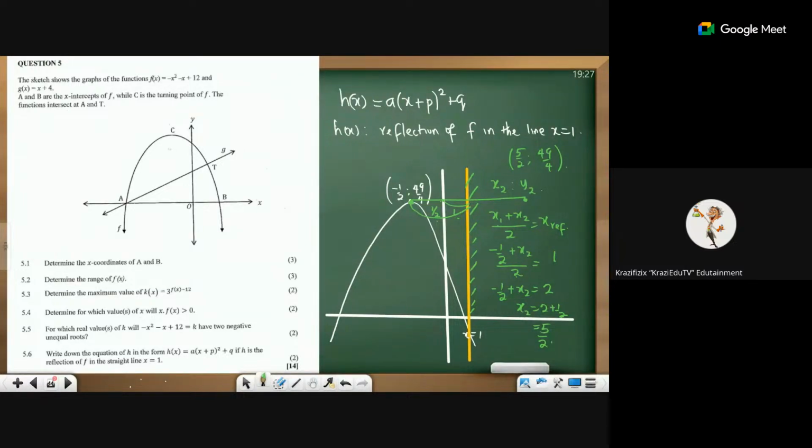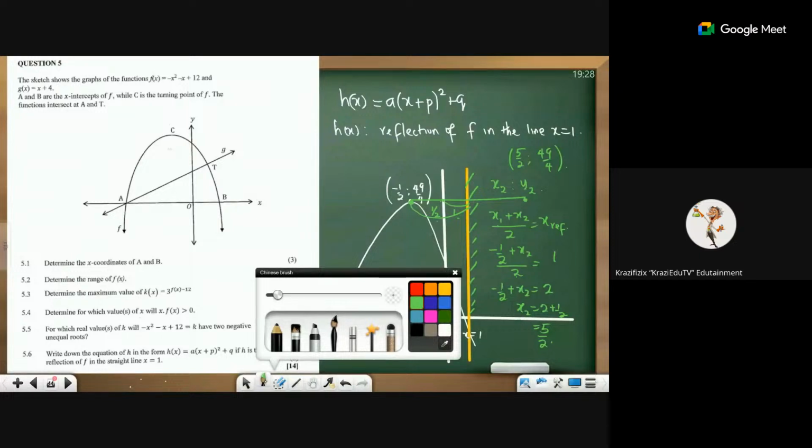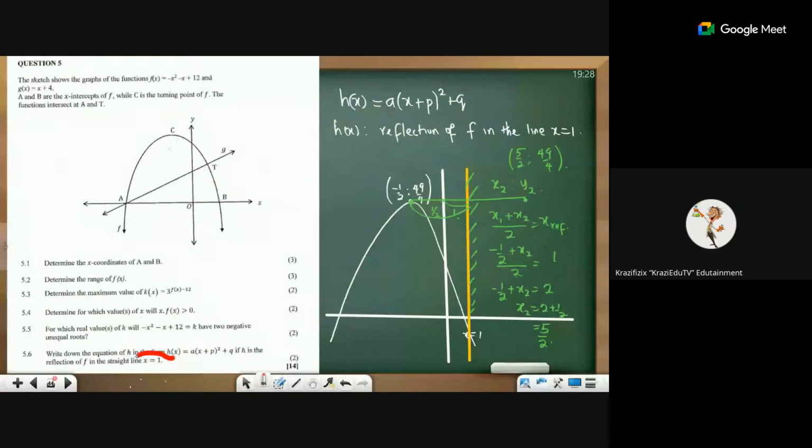Hello. Evening, sir. Can you hear me? Yes. I understand the whole thing of reflection, but why are we making the x reflection equal 1 if 1 is the mirror? Because that's my value of x. That's where we are reflecting. We said reflect along the line x equals what? 1. They give us. Okay, thank you, sir. The x reflection is 1.